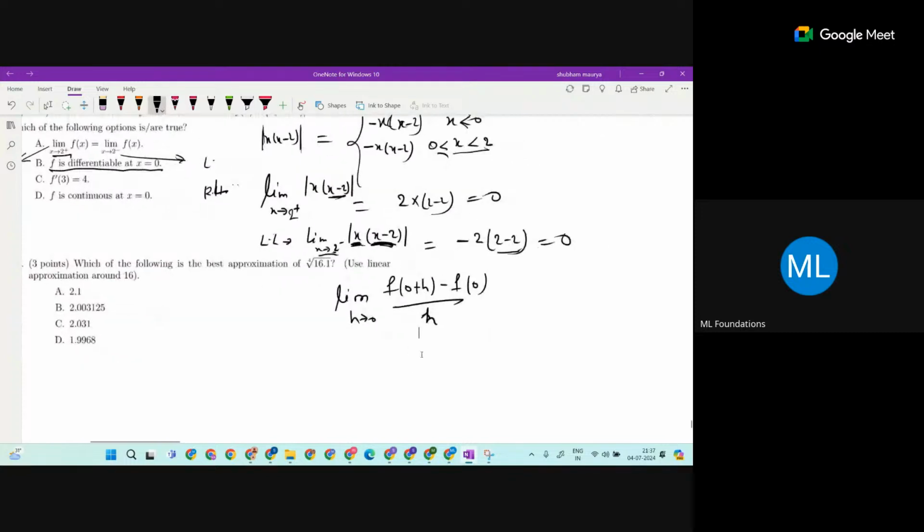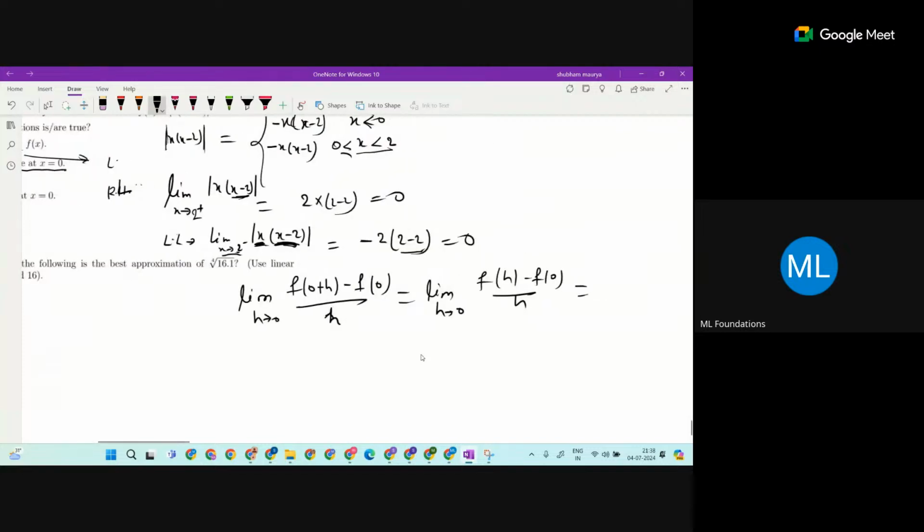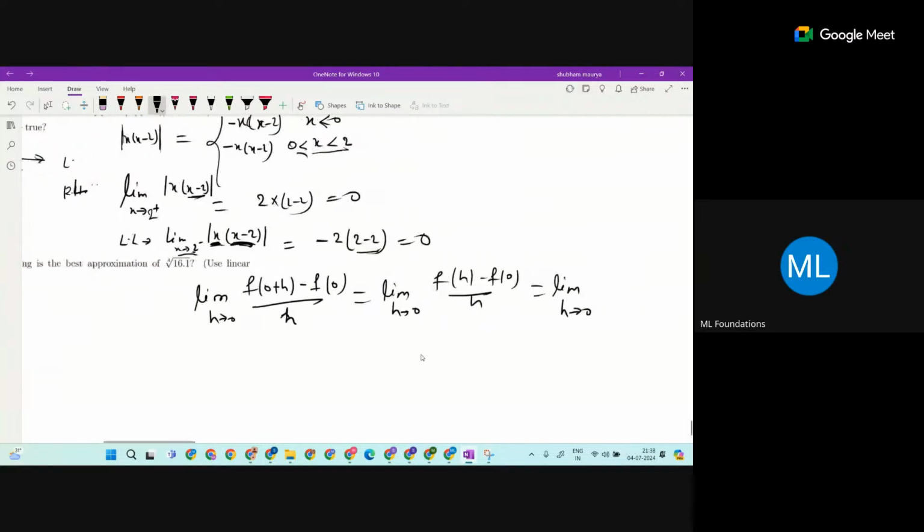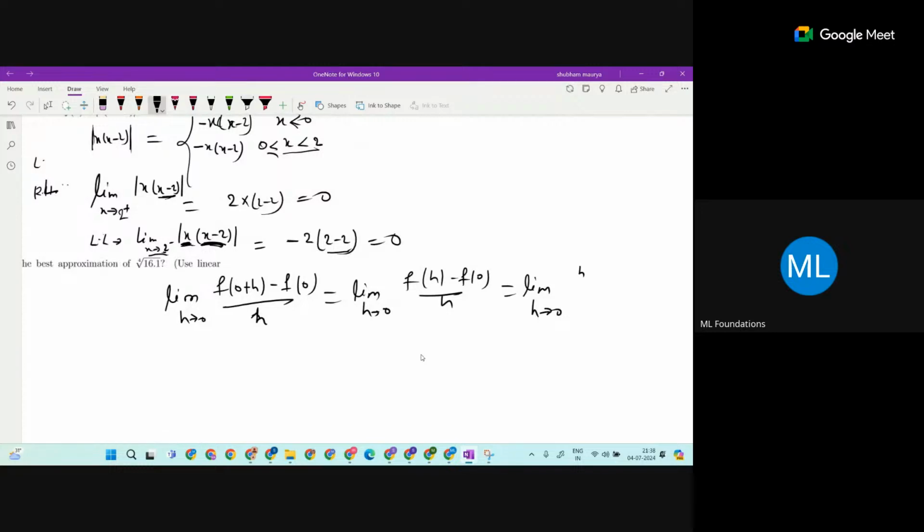So here this limit is there, and because mod is there, we have to be careful with the positive sign and negative sign. So finally h goes to 0. So f of h minus f of 0 upon h, this is the limit as h goes to 0 of h mod of h minus 2. And the function value at 0, just substituting 0, is going to be 0. So we can remove that. And this is upon h.